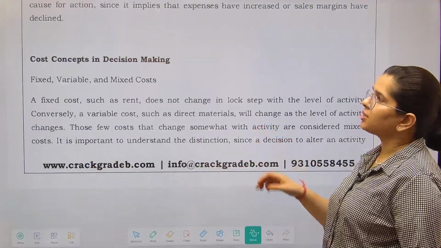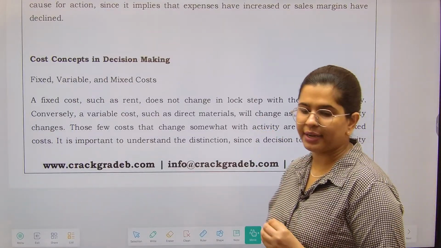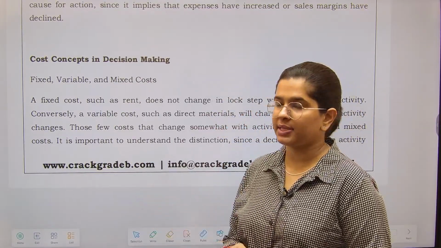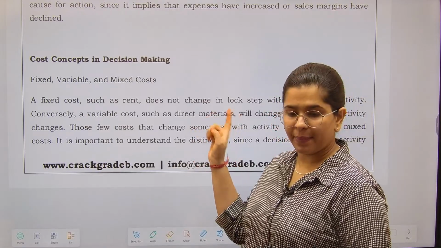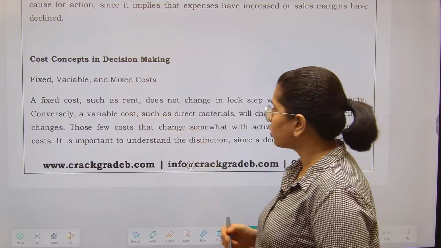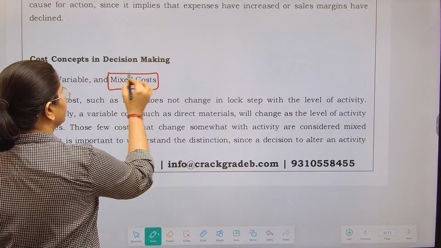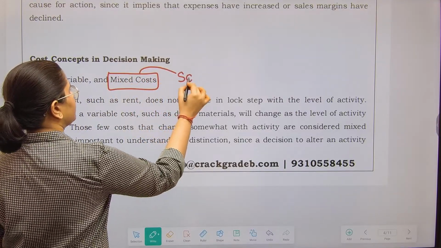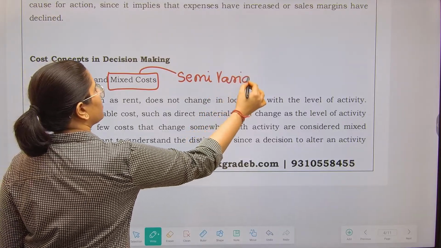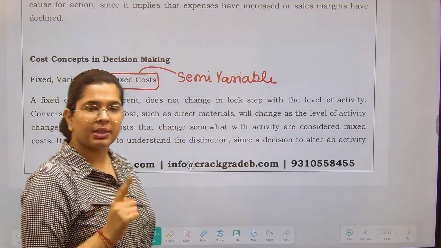Now the cost concepts in decision making, again a very low hanging fruit. If such a question appears in your examination, we can divide the cost on three bases: fixed, variable, mixed cost. Okay, mixed cost is also called a semi variable cost. It is also called the semi variable. Now understand over here, what does fixed cost mean?